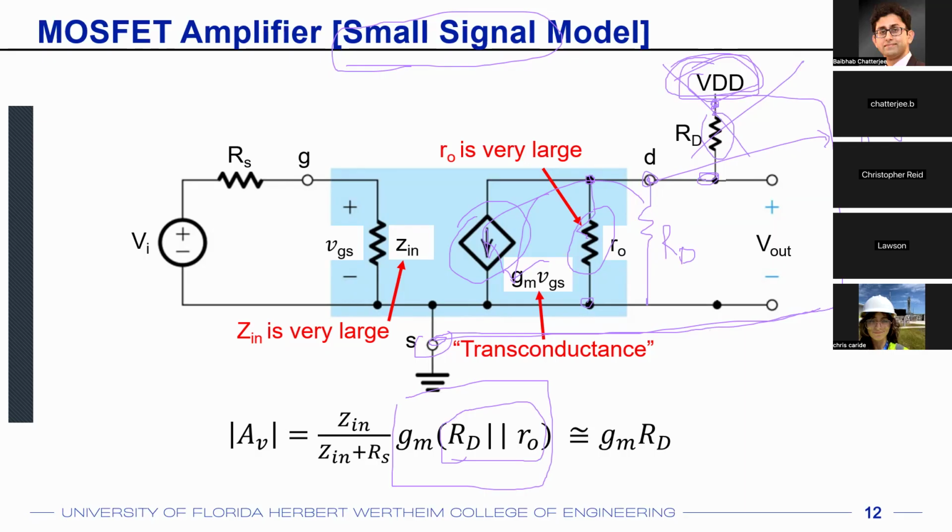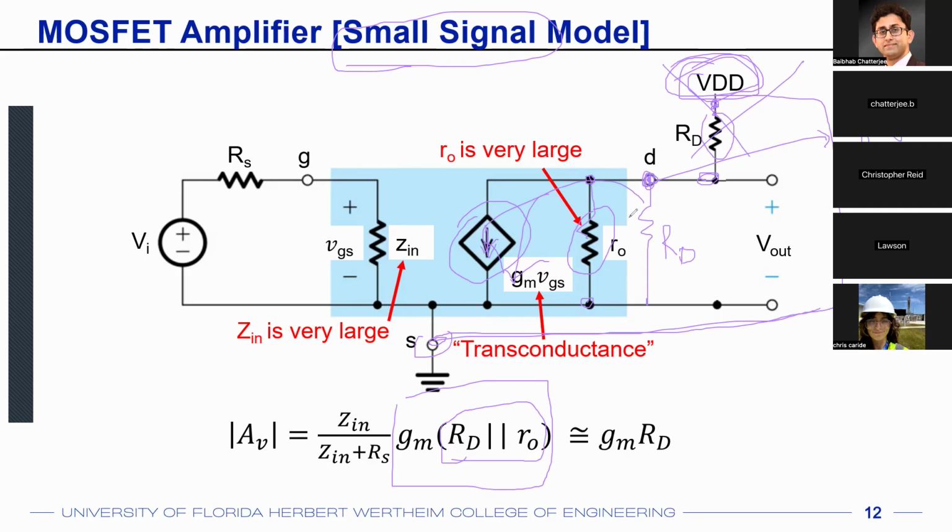which is again very similar to your homework problem number 5. Minus GM VGS, and minus because the current flows in this direction and you want to find out the voltage here, which is actually the opposite direction. So minus GM VGS times RO parallel with RD, that's the voltage at this drain node.